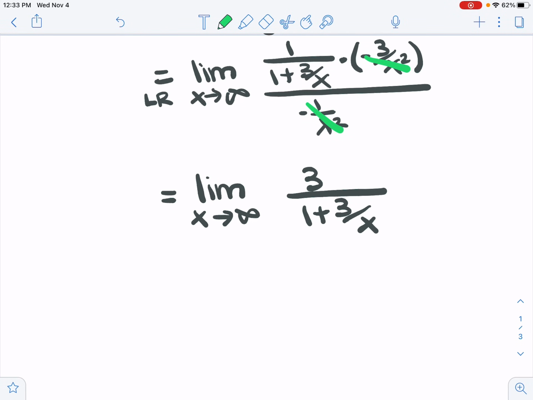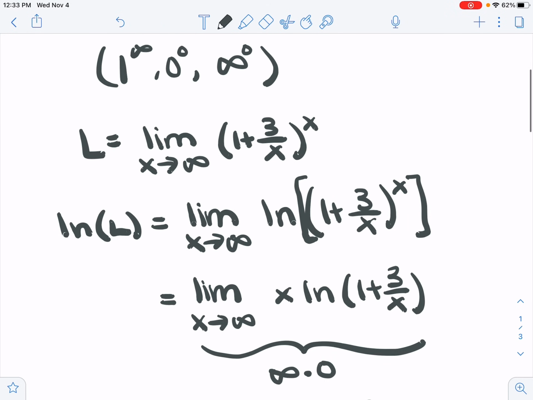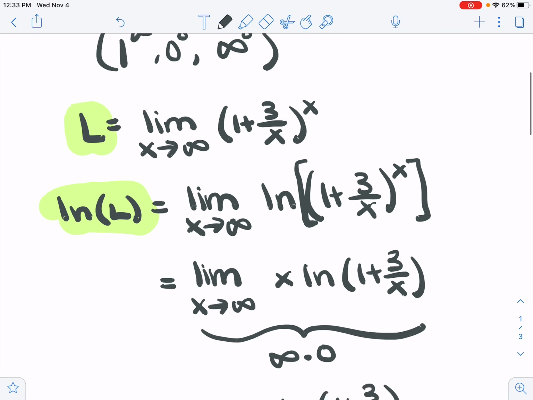Right? And that's great, because now we can plug in x equals infinity, or we can actually look at the limit as x goes to infinity. 3 over x is going to get smaller and smaller and go to 0. This limit is going to be 3. So that's great. We have a limit. We're not quite done. Remember, what we found was the natural log of L. What we wanted to find was L. So we have to go back and finish the job.